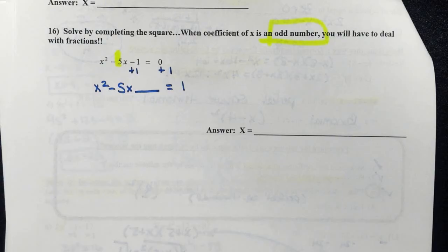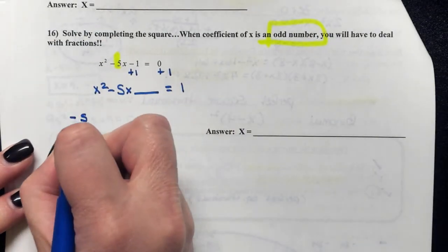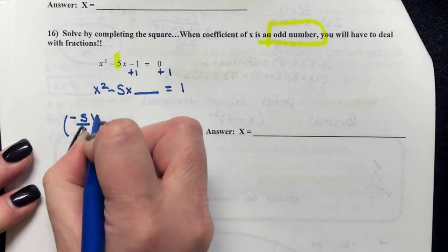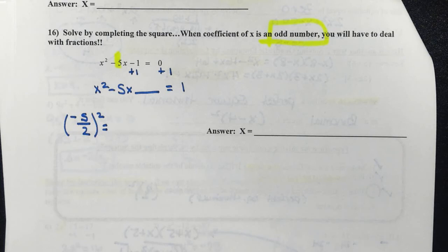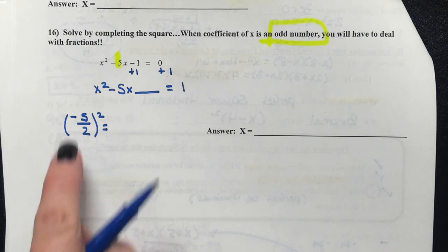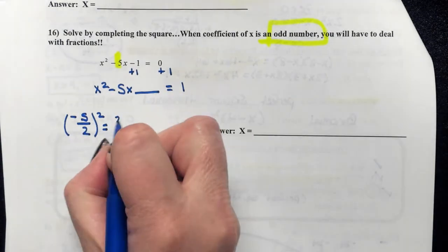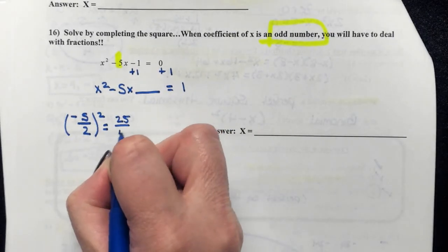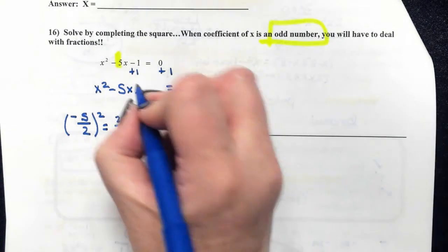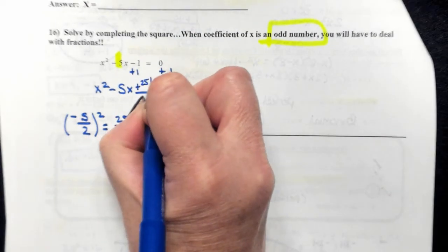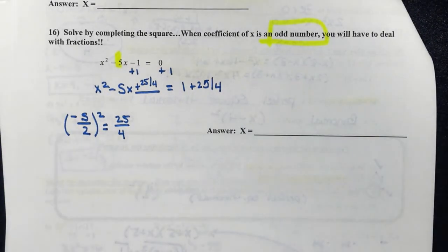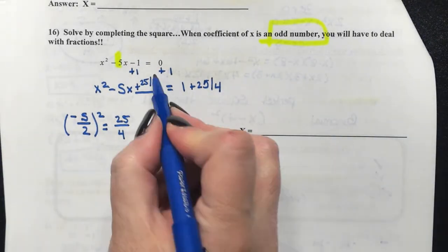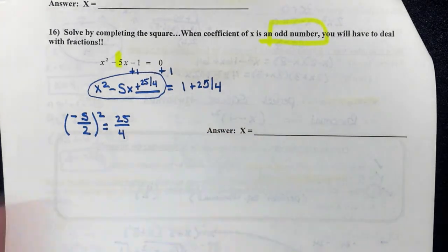In front of x, which is negative 5, I'm going to divide it by 2, and I'm going to square it. How do you square a fraction? You square both the top and the bottom. So what is negative 5 to the second power? 25. And 2 squared is going to be 4. So I'm going to have to add 25 over 4 to both sides. I know you're not used to factoring with fractions, but you're not going to panic.